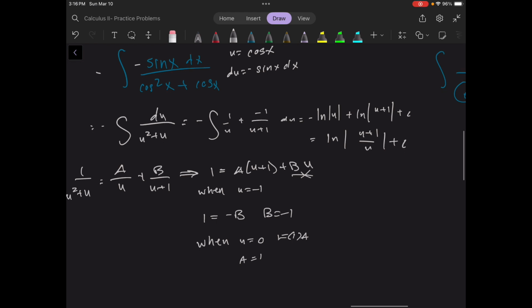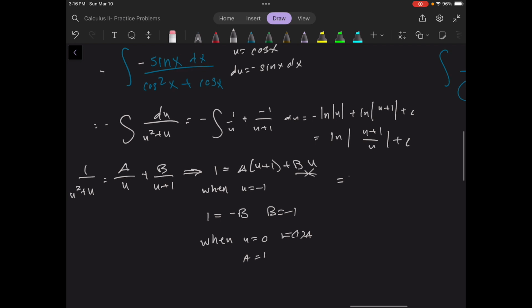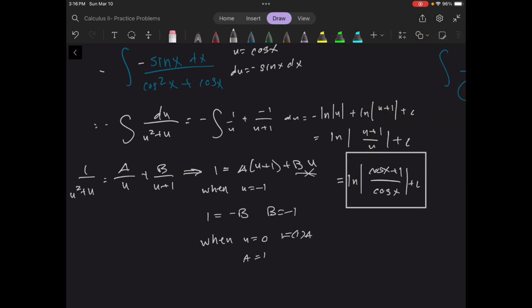Okay. Oh, and also, we should plug back in our function of u. If we started with x's, it wouldn't make sense to leave it as u. So this becomes cosine x plus 1 over cosine x plus c. Right? So that would be the final answer.